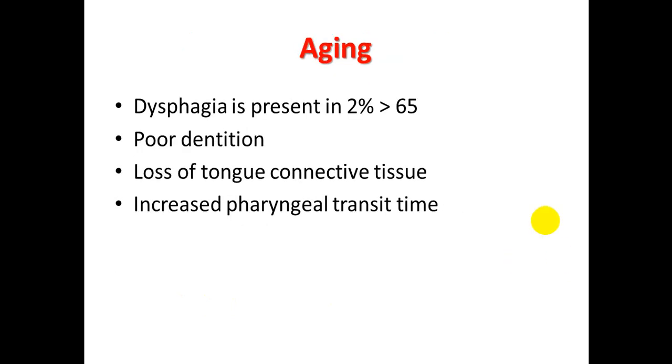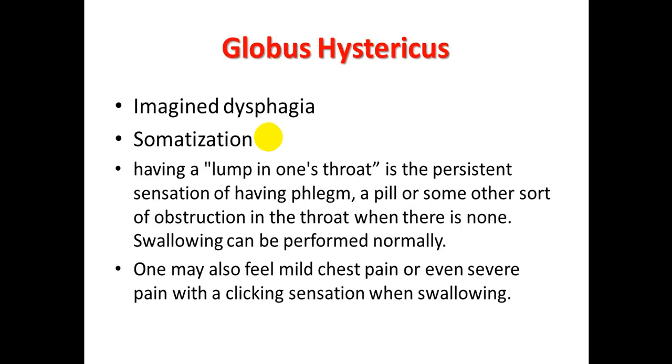Aging, dysphagia part of aging, 2% of patients above 65, poor dentition, loss of tongue connective tissue, increased pharyngeal transit time. So dysphagia is part of aging. Globus hystericus. What is globus hystericus? Globus hystericus, it is a psychological problem. Usually the patient is young age, female, and she imagines there is abnormal sensation during swallowing. This is considered as somatization disorder.